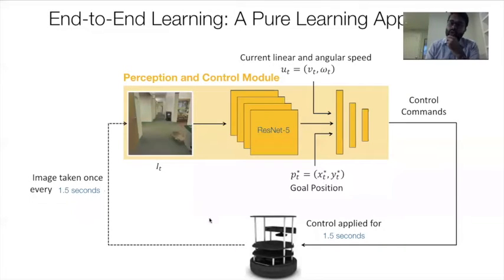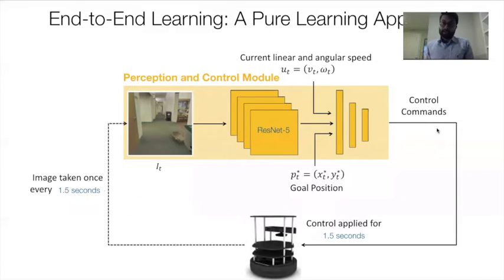Just to remind you, end-to-end learning essentially uses a convolutional neural network that takes as input the image that the robot sees, but instead of producing the next subgoal for the robot, it directly produces the control commands to be applied on the robot. So that's the only difference.